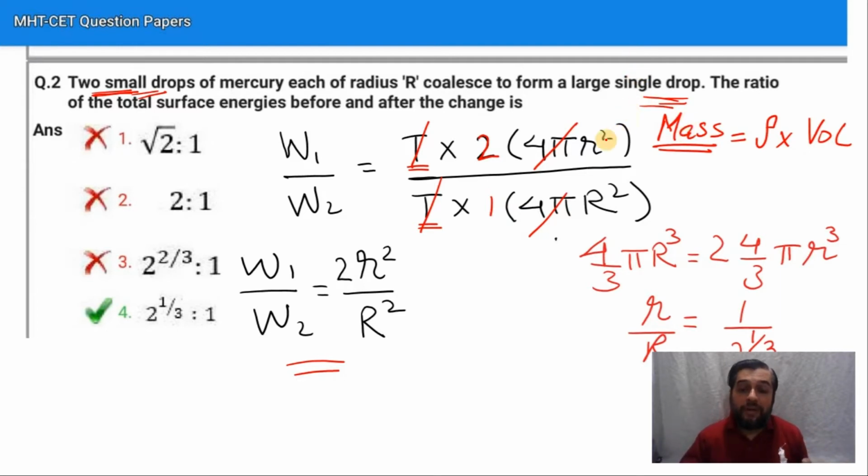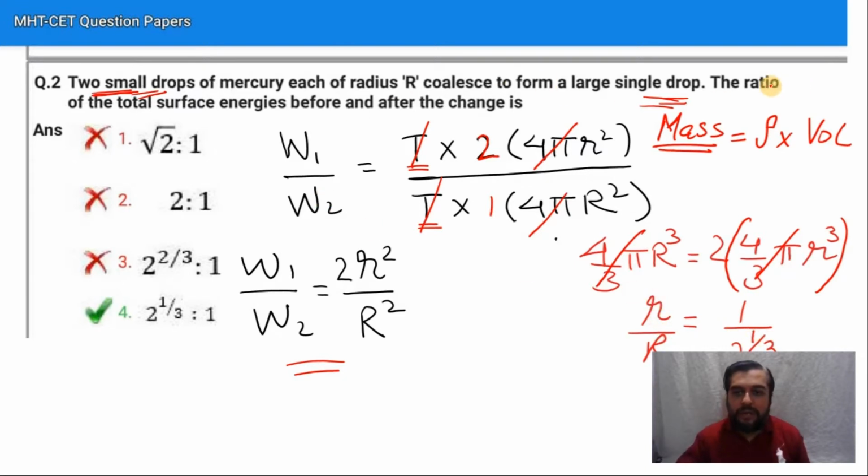If I consider that situation, the volume of the single drop will be, it is a sphere, so 4/3 pi R cube, where capital R is the radius of the single drop, is equal to the total volume of the two droplets. The total volume of the two droplets will be 2 times 4/3 pi small r cube. In this case 4/3 pi cancels, and if I rearrange, small r cube upon capital R cube becomes 1/2. If I take the cube root, I get small r upon capital R is 1 upon 2 raised to 1/3.